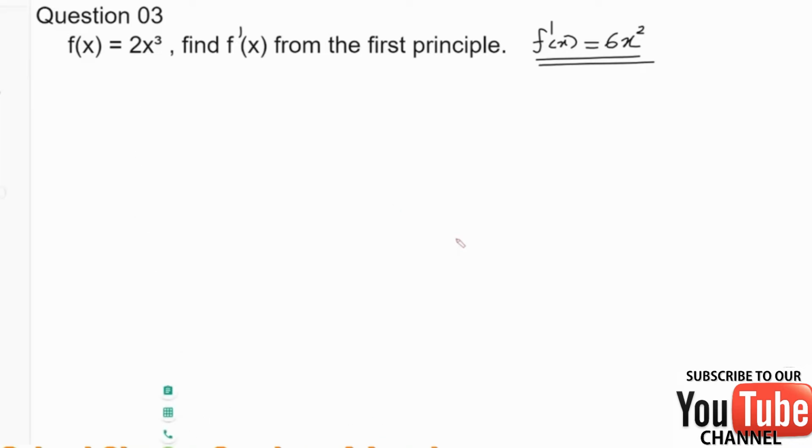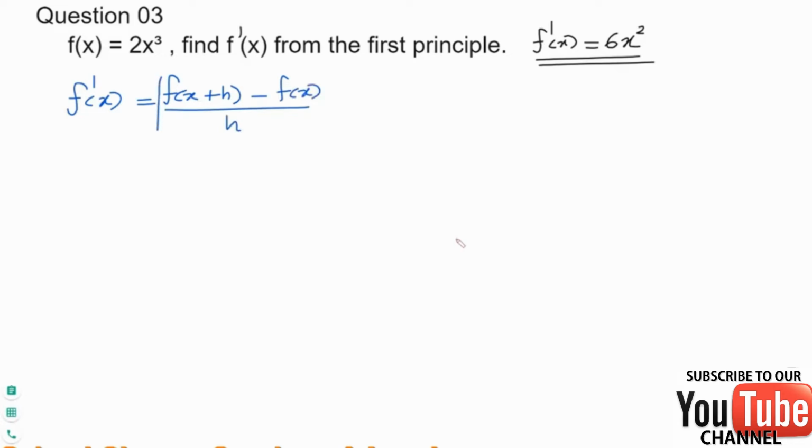So let me change to a different color, so the question will be in black color. So now I'm going to try to do this one. First of all, let's start with the equation. You need to remember the derivative equation: f dash x equals f of x plus h minus f of x over h, and the limit as h goes to 0. So that is the derivative equation. You've got to remember this one, right?